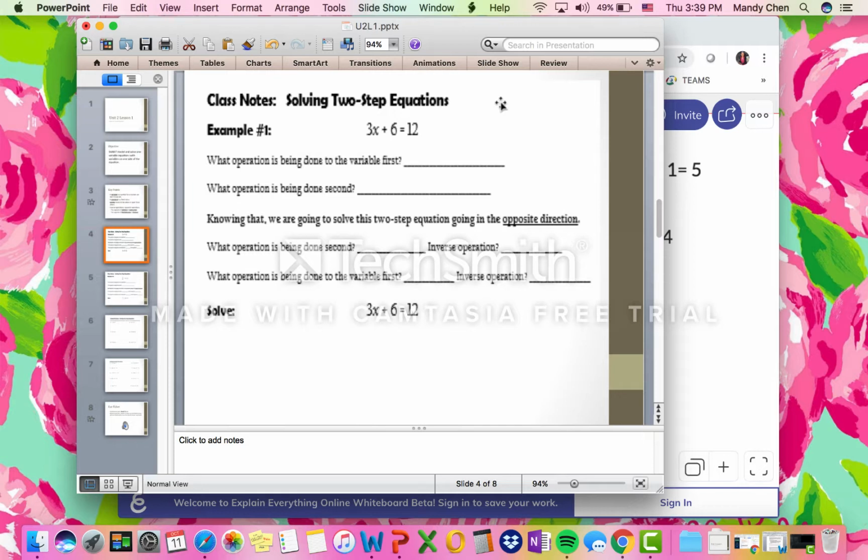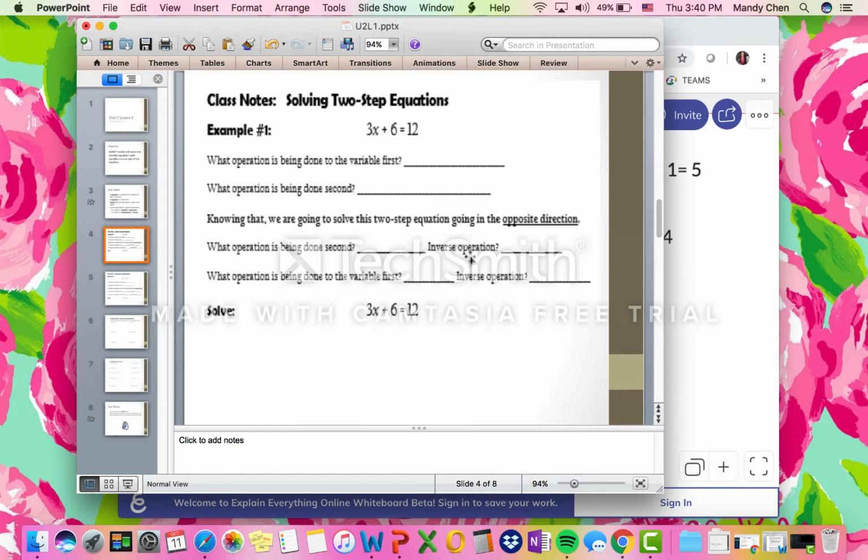This is our first example. It's going to give us the guiding factors to help us with the rest of the problems. What operation is being done first? That's always what we want to analyze. So with 3x + 6 = 12, the 3x will be first. The next operation being done second is that you're adding 6.